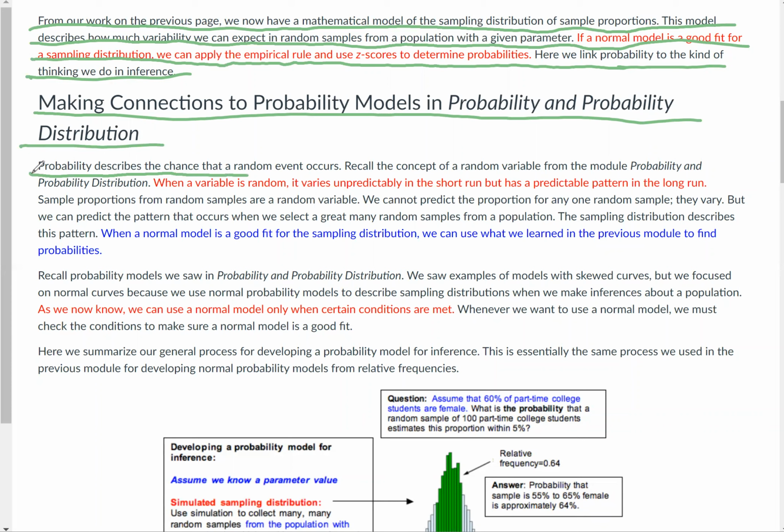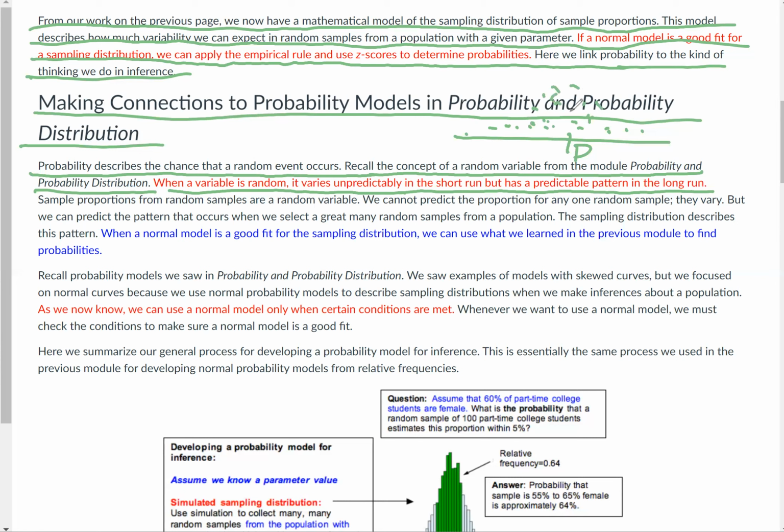Probability describes the chance that a random event occurs. Recall the concept of a random variable from the module probability and probability distribution. When a variable is random, it varies unpredictably in the short run, but has a predictable pattern in the long run. Like we were talking about, if this is the p, in the previous page it was 0.60, sometimes it'll vary widely, especially if the sample size is small, but it'll narrow in and most values will be right at p. Sample proportions from random samples are a random variable.